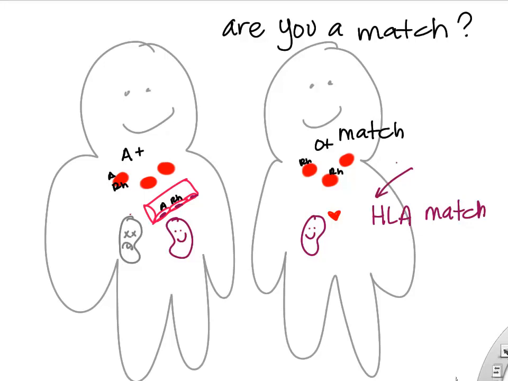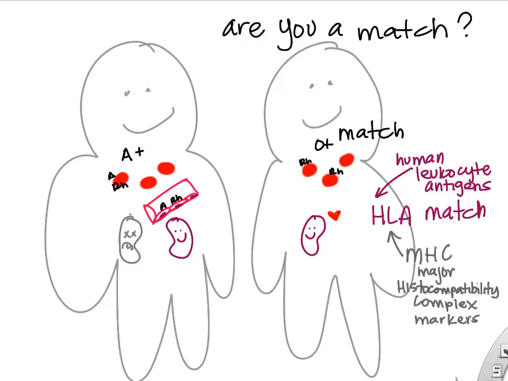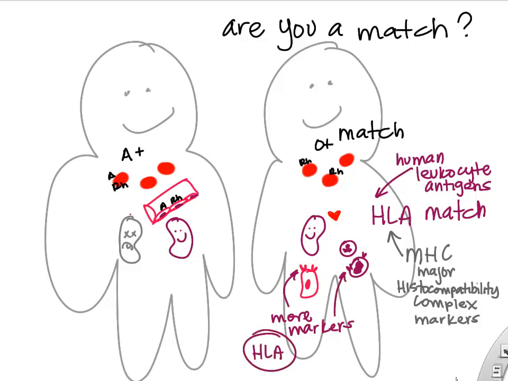The other thing that we want to look at are these things called human leukocyte antigens, or human leukocyte markers. These are going to be another set of markers which we haven't learned about yet. They're sometimes called major histocompatibility markers, or MHC markers. We'll just call them HLA. These HLA markers are another set of markers found on the surface of our body cells. Again, we're not just talking about red blood cells now, we're talking about all the tissue and all the organ cells of the body.